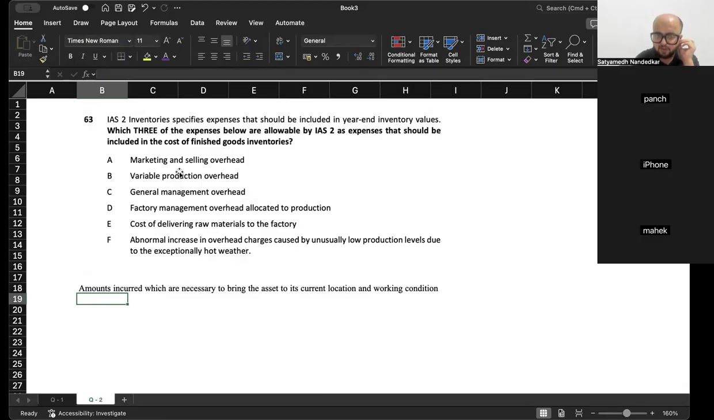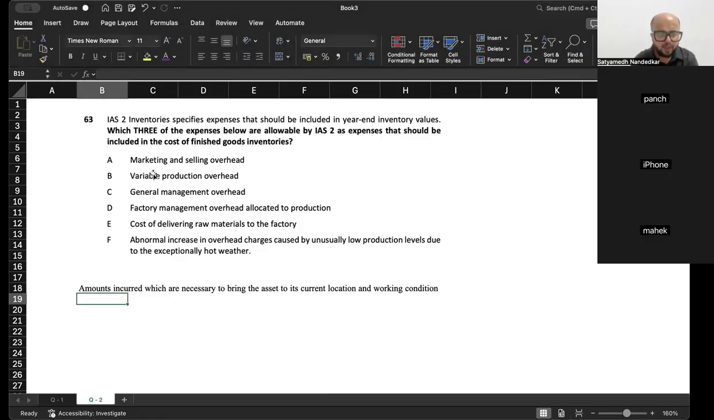Marketing and selling overhead, variable production overhead, general management overhead, factory management overhead allocated to production, cost of delivering raw material to factory, abnormal increase in overhead charges caused by unusually low production levels due to exceptionally hot weather. They want you to tell three costs which are to be included in the cost of the inventory item. Okay. Think about the basic rule that the amount incurred should be necessary to bring the asset to its current location and working condition.